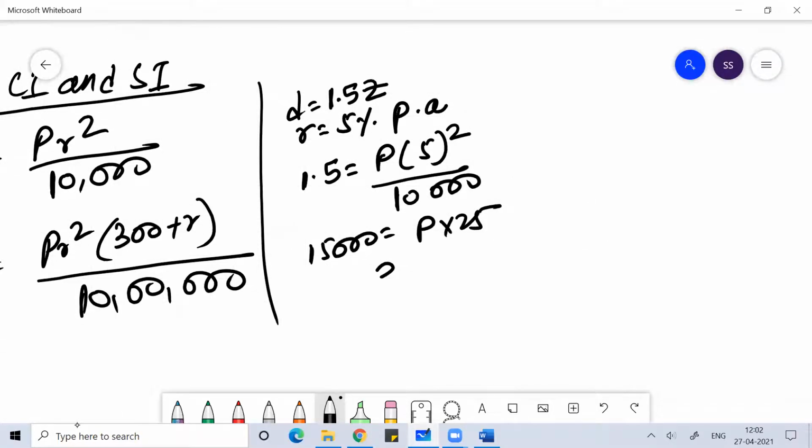You can solve this. So the value is 15,000 by 25. So the principal you'll get is 600.